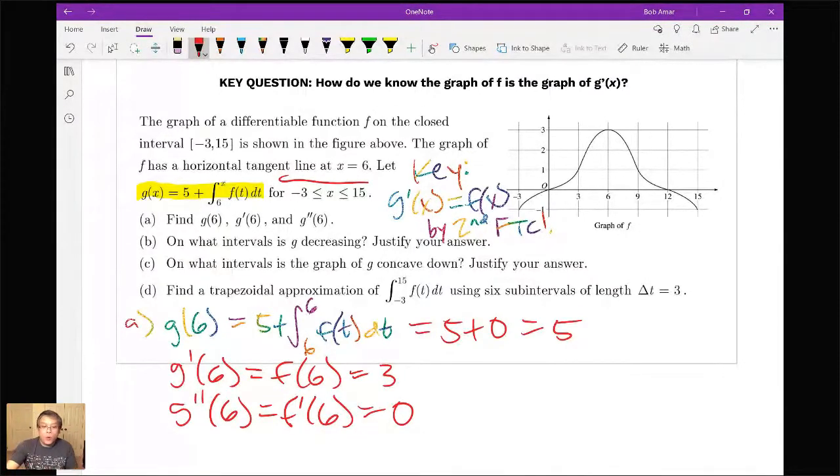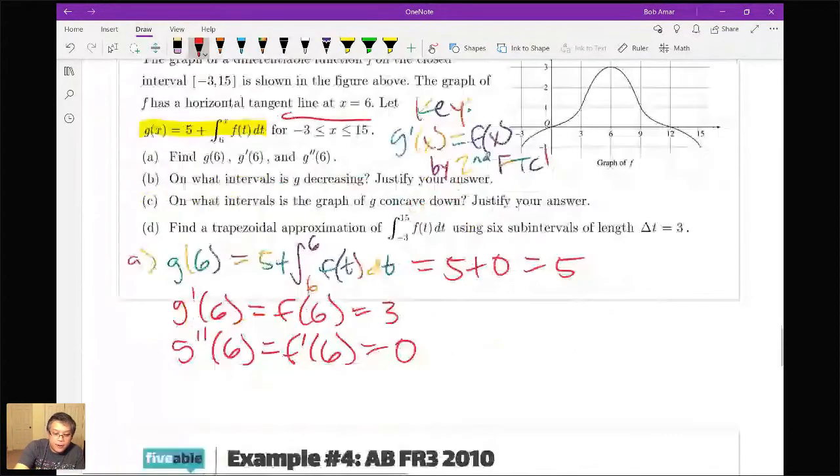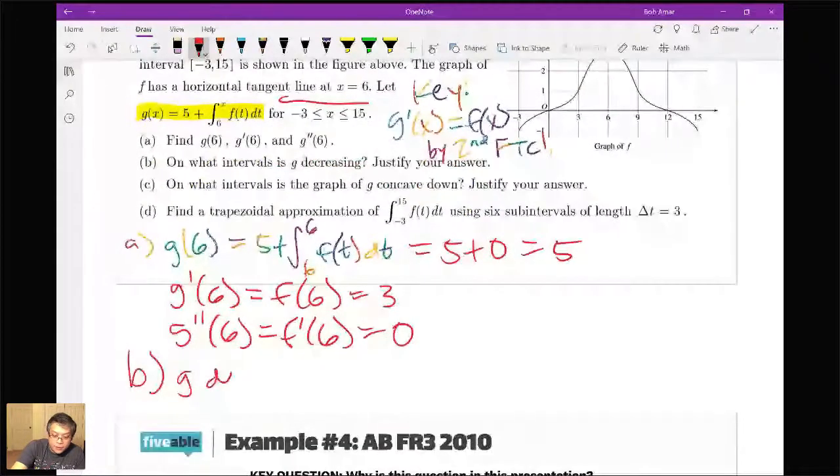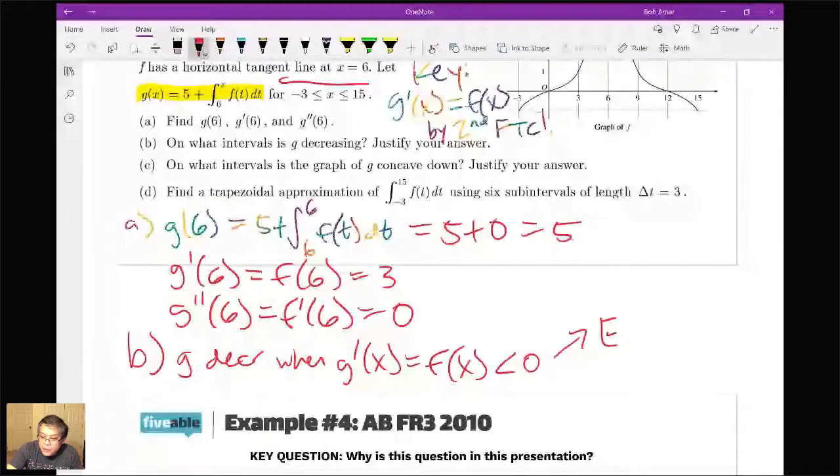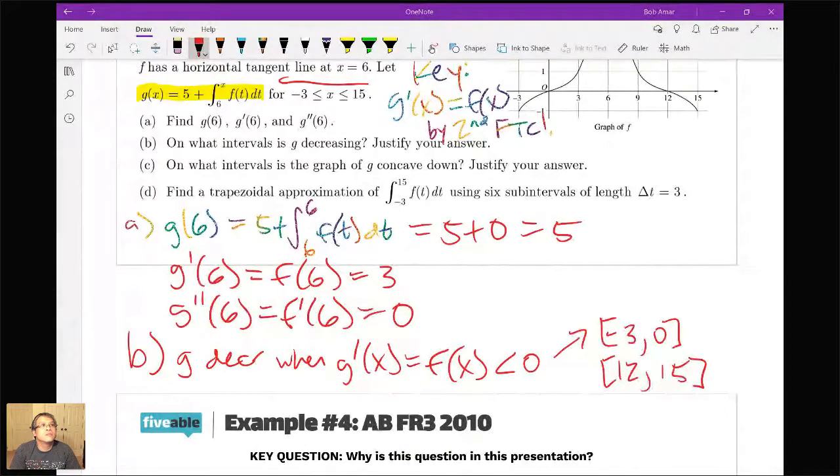Okay, so on what intervals is g decreasing? Well, g is decreasing when g prime of x, which is really f of x, is less than 0. And I see 2 intervals for which that could be the case. That looks like the intervals from -3 to 0, and it's differentiable on the closed interval. I feel comfortable using closed brackets here, from -3 to 0, and then 12 to 15.